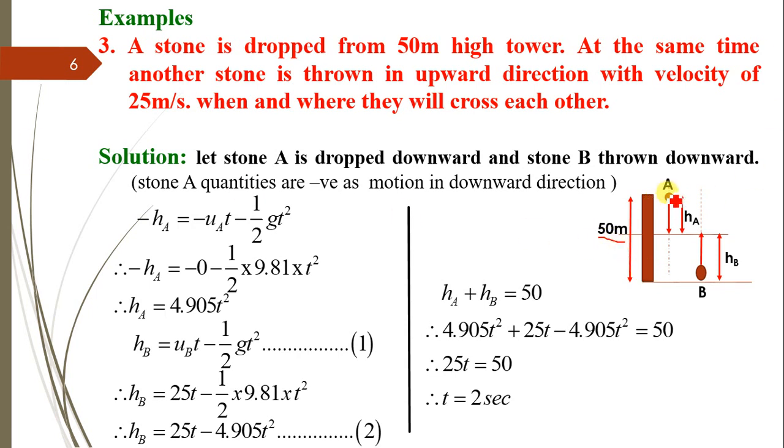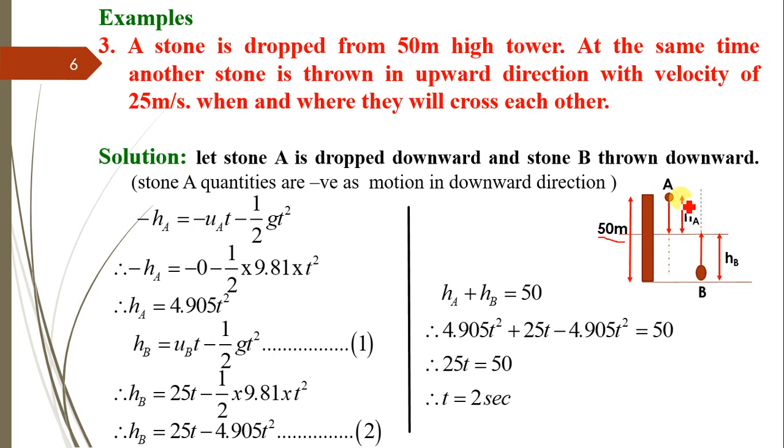So consider a tower, and the height of the tower is given as 50 meters. Then a stone A is dropped in the downward direction, and at the same time a stone B is thrown in the upward direction. It is asked when and where they will cross each other. Both the stones are thrown and dropped at the same time.